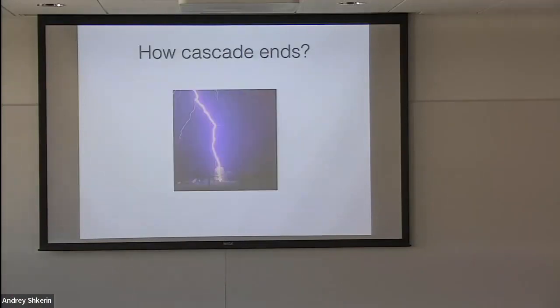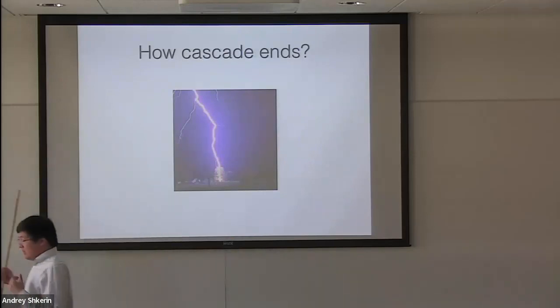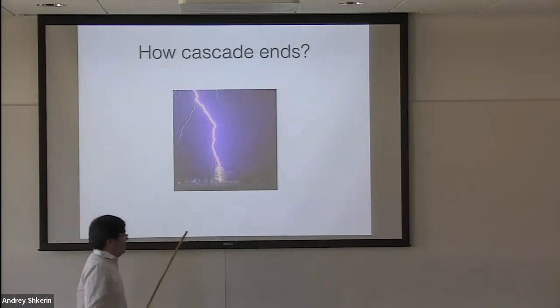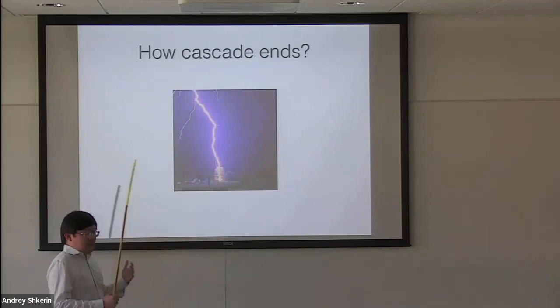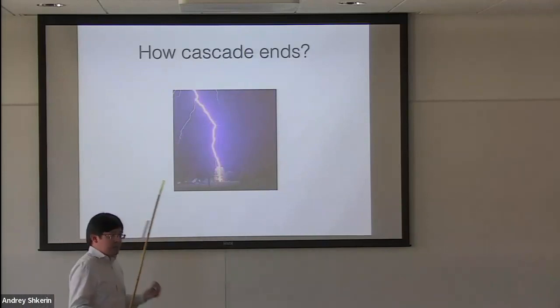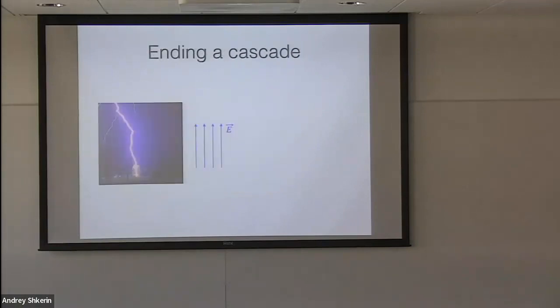All right, but we still want to understand the transient, and in particular, we want to understand what type of stability or metastability states it leads to. And the question we need to answer is not only how does the cascade start, but how does it end, right? And to understand this, let's draw an analogy with something that we understand, which is a thunderstorm.